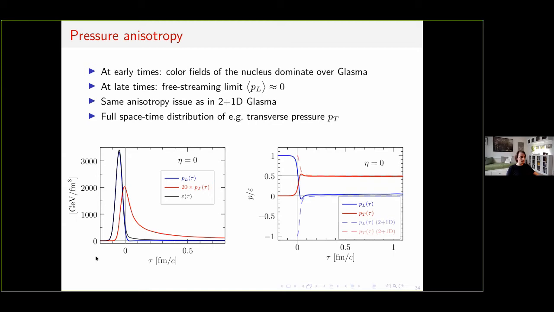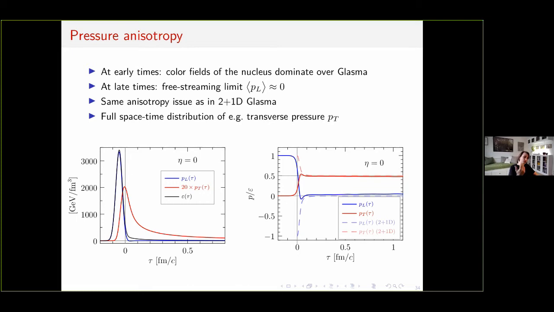And if we do that, so we switch again to these pressure divided by energy density fractions, then we will see that basically we get the same result as the 2D plasma. The 2D plasma result is shown here in these dashed lines. So again, more or less the same anisotropic state.